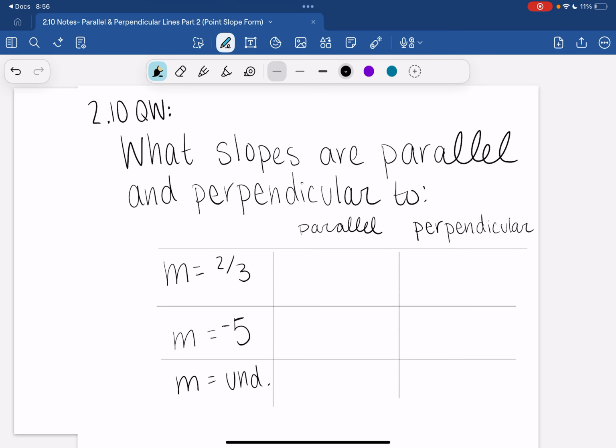Whoever's playing this video, if you could pause this so that they could complete their quick write, that would be great. So you are writing slopes that are parallel and perpendicular to those three slopes there. So a slope of 2/3, a slope of -5, and an undefined slope. If I were you, I would make the same little table that I made there and then fill it out. So pause this video and then start it when you're ready to move on.